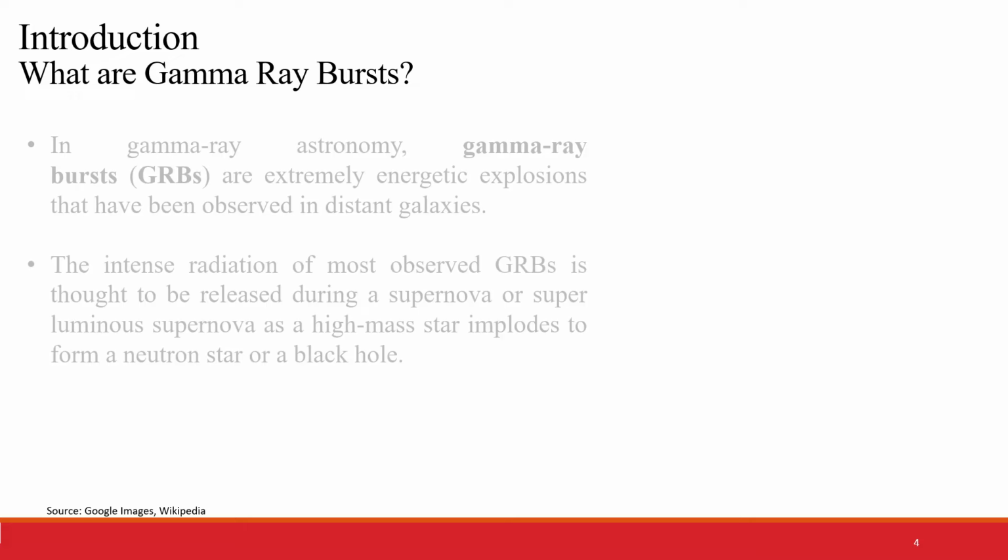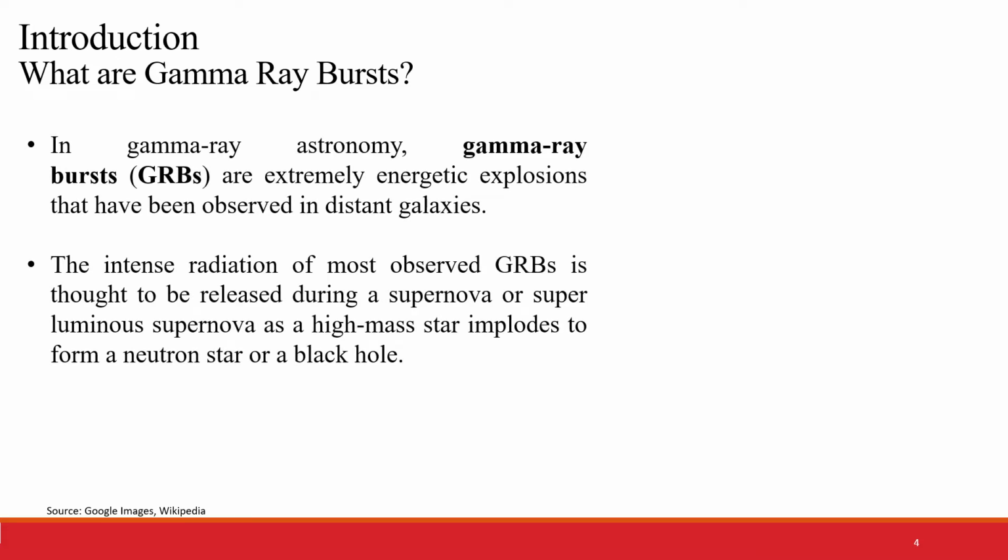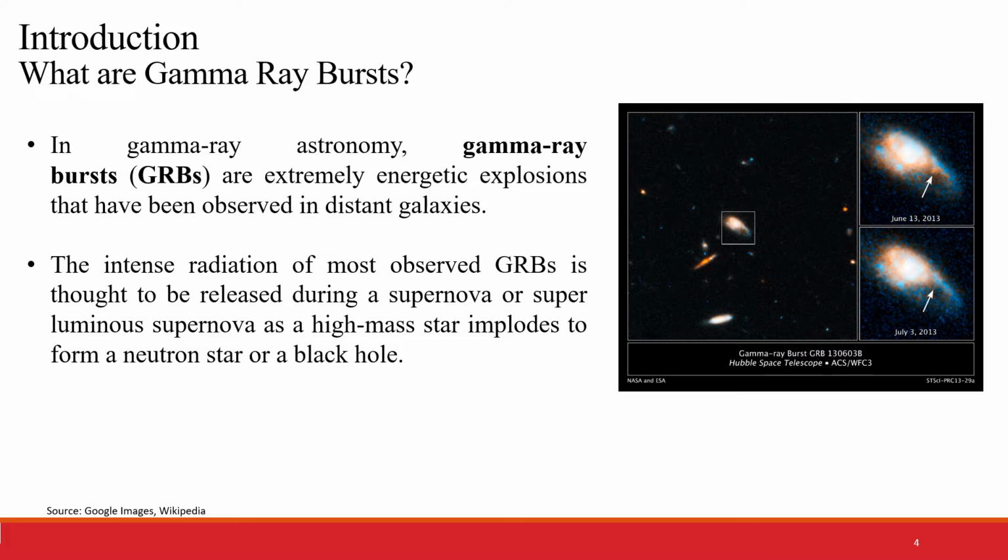Let us begin with the gamma ray bursts. Gamma ray bursts are extremely energetic explosions that have been observed in distant galaxies. The intense radiation of most GRBs is thought to be released during a supernova or a superluminous supernova when a high mass star implodes to form a neutron star or a black hole.